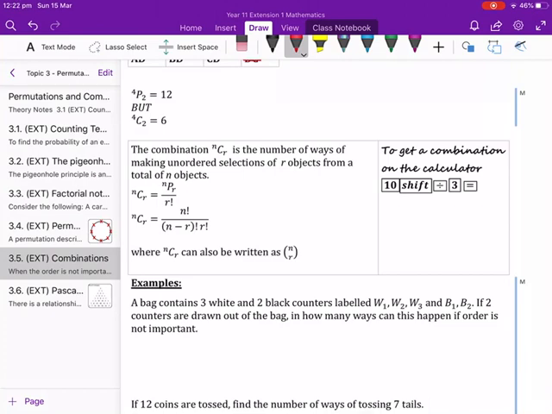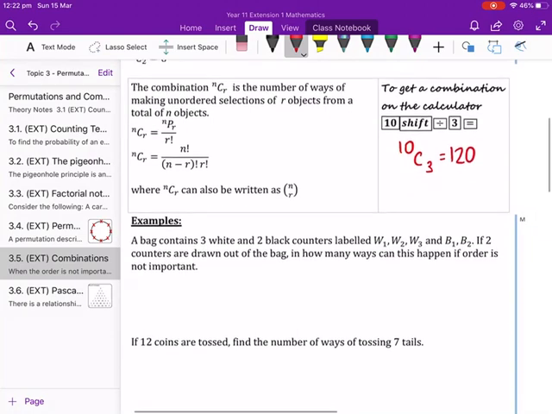So to get a combination on the calculator, you hit Shift and the divide button for a Casio. So if we had 10 objects and we only wanted to pick 3, we'd go 10, Shift divide, 3, equals, in order to get our combination. So it would look like this, 10C3 on our calculator. And when we do that, we get 120 as our answer.